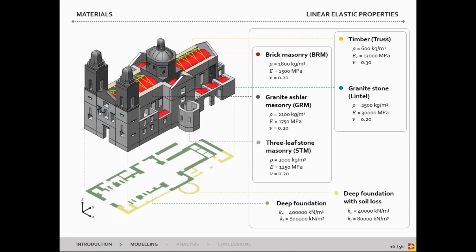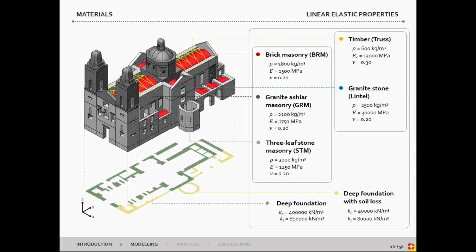Now we get to the second phase. Different materials were identified according to the inspection works: brick masonry for the walls, granite ashlar masonry for the thinner walls, and 3-leaf masonry walls for the main thick elements. In addition, auxiliary granite stone were considered for lintels, and the roof structure was characterized as timber.